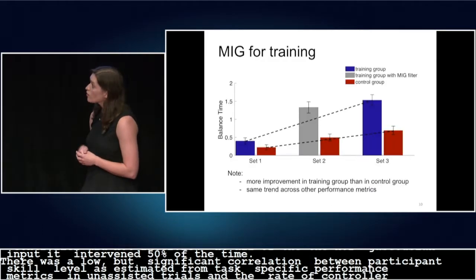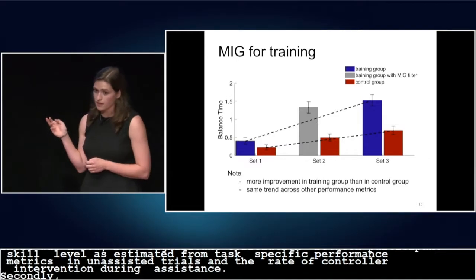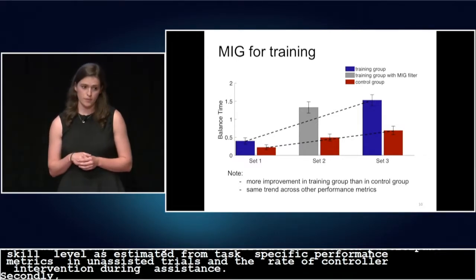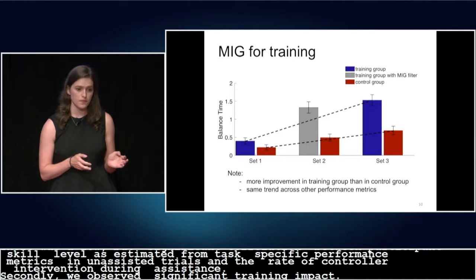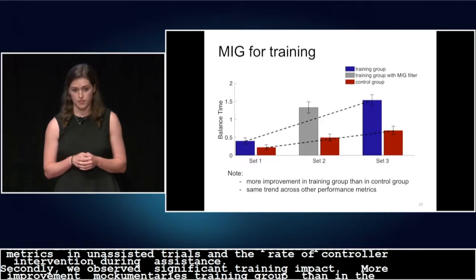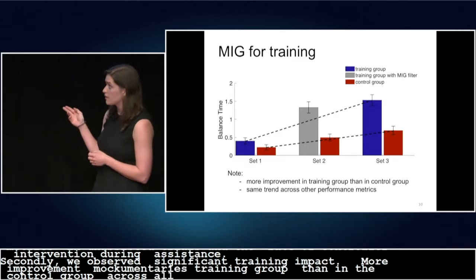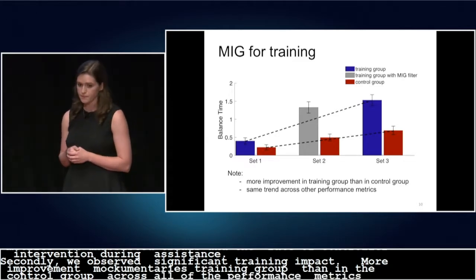Secondly, we observed a significant training impact. There was more improvement among participants in the training group than in the control group, across all 4 of the assessed performance metrics, including balance time in the unstable equilibrium.